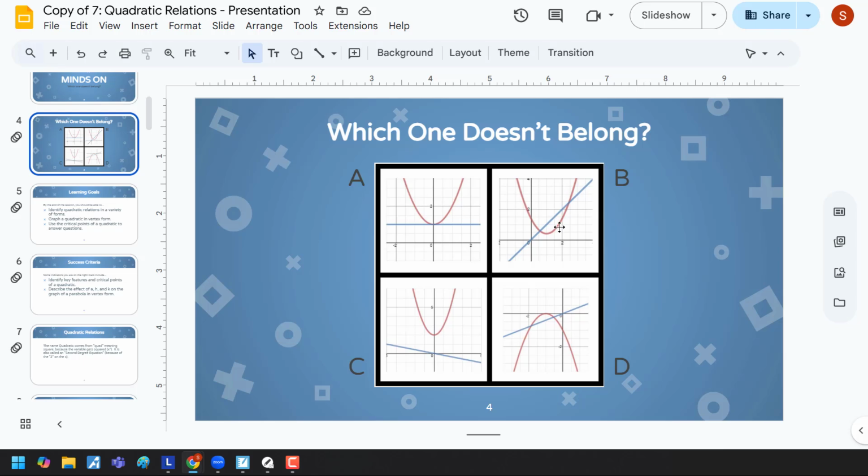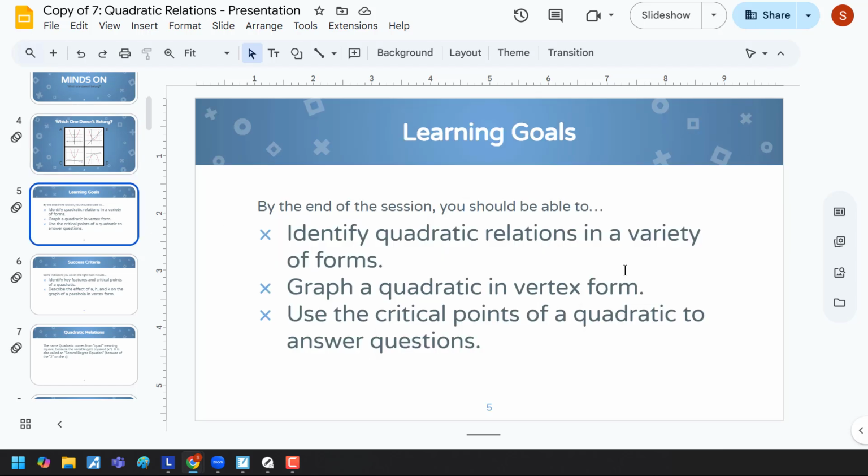But then there's this. Yeah, then there's these lines, but I'm like, the lines don't do anything. I don't know. Well, whatever. It's just the minds on. It just gets you to start thinking. Let's get back on track.